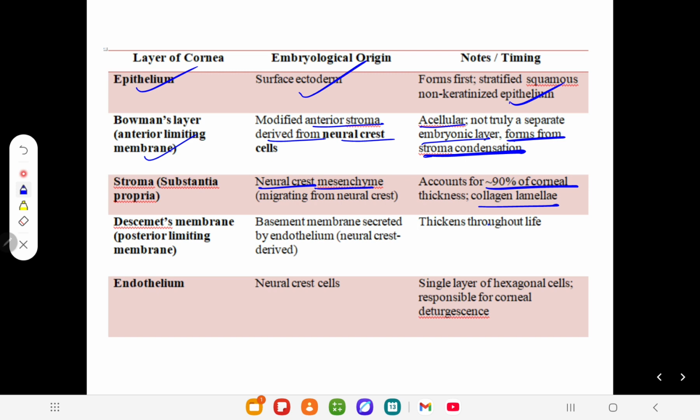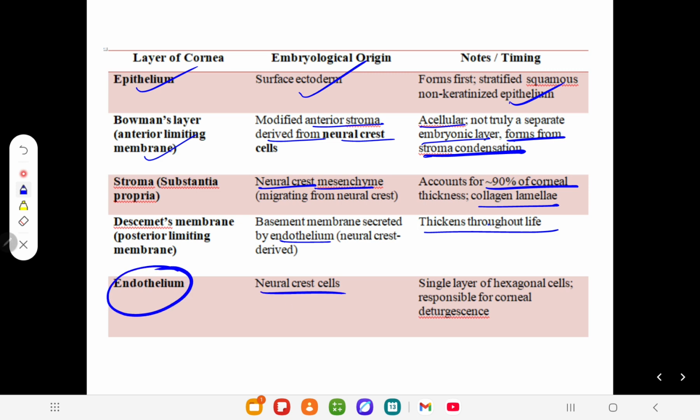So what is Descemet's membrane, which is the posterior limiting membrane? So Descemet's membrane is secreted by the endothelium, isn't it? So it is neural crest derived, also from the same thing, and thickens throughout life. So that is Descemet's membrane.